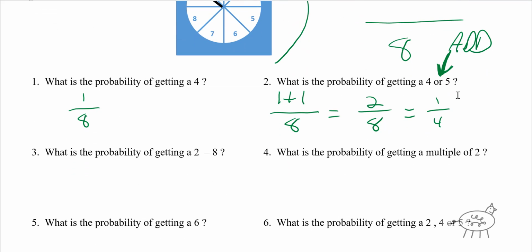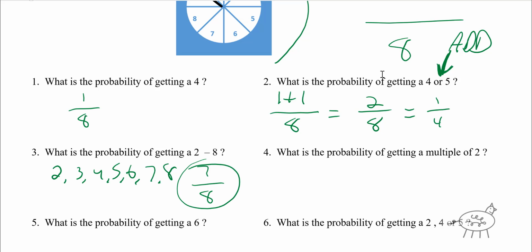Okay, the probability of getting a 2 through 8, that means a 2, 3, 4, 5, 6, 7, or 8. So it's 1, 2, 3, 4, 5, 6, 7 over 8. That's your answer. What's the probability of getting a multiple of 2? A multiple of 2 just means a 2, a 4, a 6, or an 8. Okay, that's a multiple of 2. So there's 1, 2, 3, 4 of these over 8, which is 1/2.